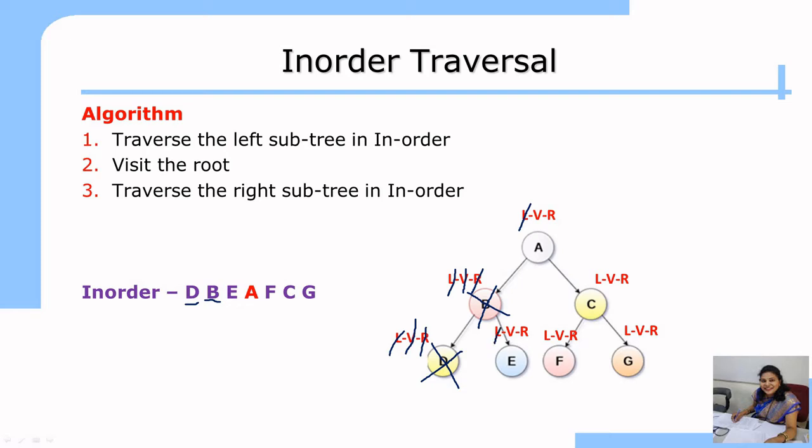Again, the first step is go to the left, there is nothing. Visit the vertex. Whenever we perform visit the vertex, we write down E. Next step, go to the right side. There is nothing. You can see that LVR is over. So whenever I cut these nodes, make sure that the node's data is displayed here.